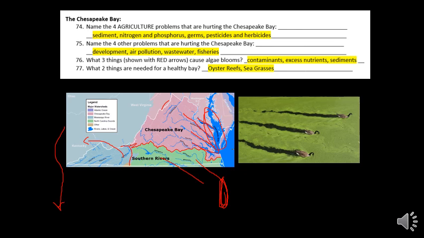So we're interested in these up here with the Chesapeake Bay. There are some problems with the Chesapeake Bay, and they're called algae blooms. The process is known as eutrophication.